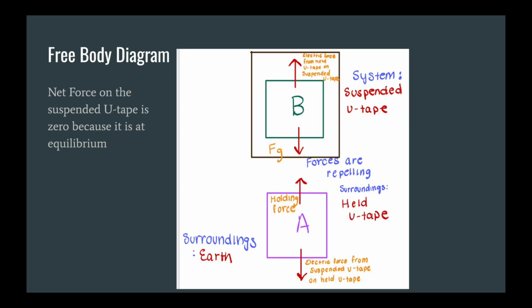Here's a free body diagram modeling my experiment. Tape B acted as the suspended U-tape, which is the system, and tape A was the held U-tape, which acted as the surroundings, and the Earth was also the surroundings. As you can see, there are arrows going up and down. The up arrow from force B is the electric force from the held U-tape onto the suspended U-tape, and the bottom arrow represents the force of gravity, and these forces oppose each other. The net force on the suspended U-tape is 0 because it is at equilibrium.